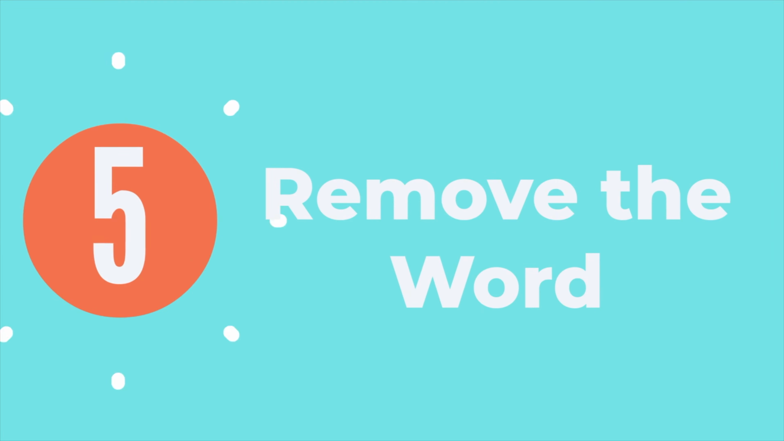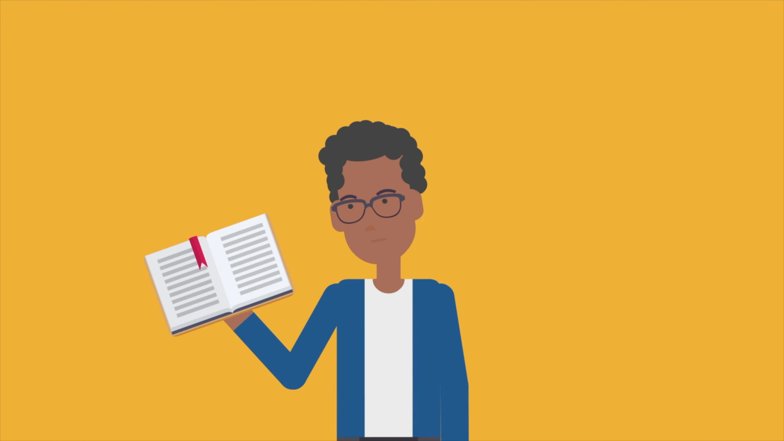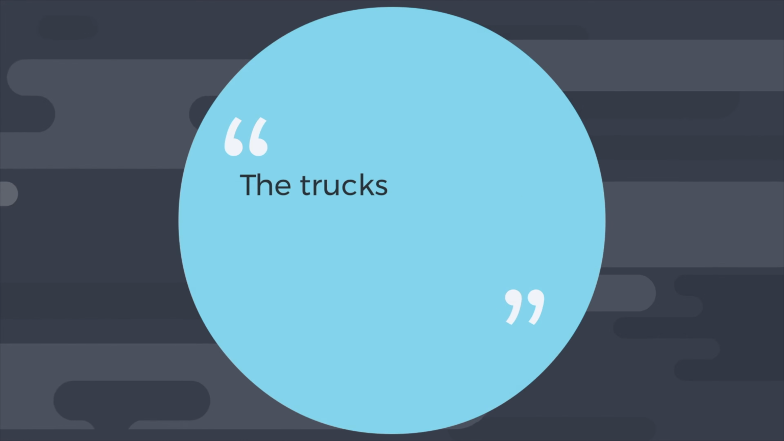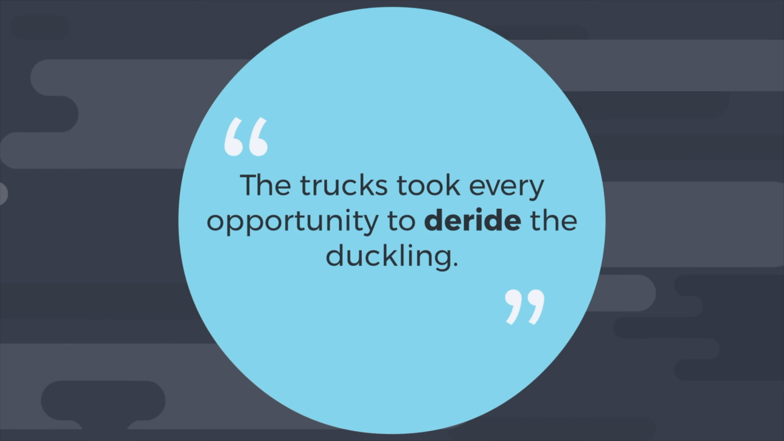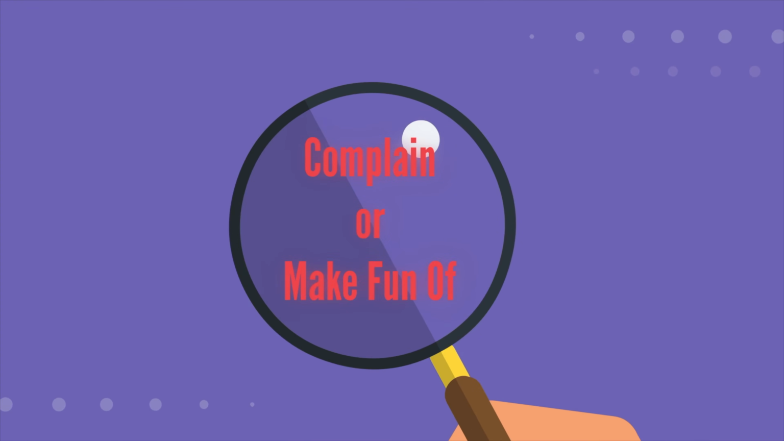Next, try reading the sentence without the word and see if you can guess the meaning. Sometimes if you leave the word out, your brain will automatically try to replace it with a word that makes sense. The trucks took every opportunity to deride the duckling. What does deride mean? The trucks took every opportunity to blink the duck for bothering them all day long. Maybe complain or make fun of? That seems to make sense.